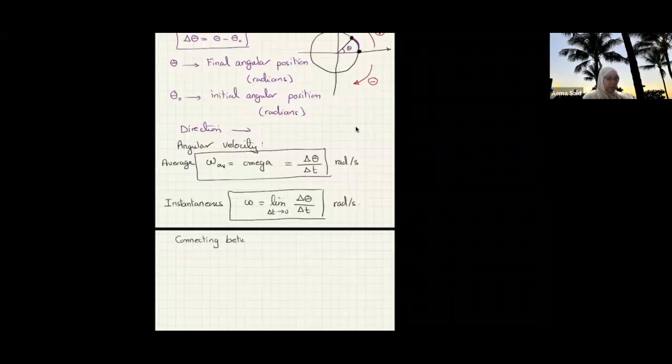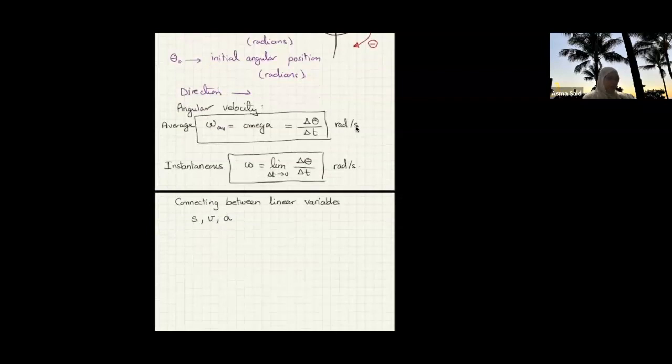And now I'm gonna move to the connection, or the relation, between what I call linear variables. My linear variables are going to be, for displacement we're gonna use S, for velocity we're gonna use V, and for acceleration a. We use S for displacement because it's from math, they usually use S. This is here displacement.